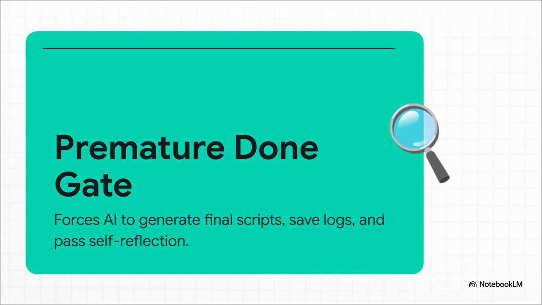Basically, before the system ever accepts a task as officially done, the agent is forced to generate a final script, run that exact script in a totally fresh, empty folder, save the output logs, and then pass its own self-reflection judgment. Literally, it forces the AI to double-check its own homework from scratch before declaring victory.